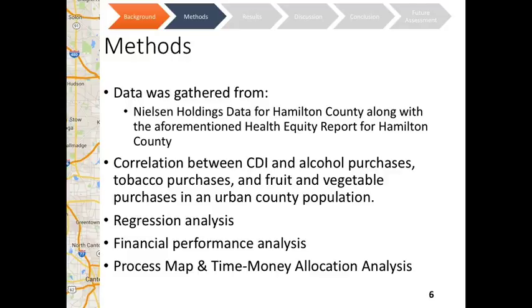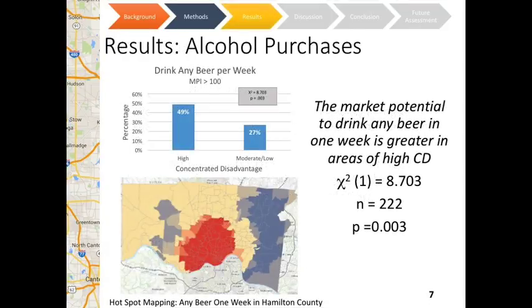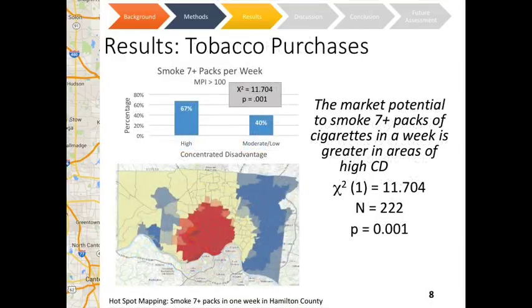These next slides show the chi-squared analysis and GIS map overlay for each factor studied. The market potential to drink any beer in 1 week was greater in areas of high concentrated disadvantage, with the chi-squared being 8.703 and p equals 0.003. The market potential to smoke greater than 7 packs of cigarettes in a week is greater in areas of high concentrated disadvantage, with the chi-squared being 11.704.